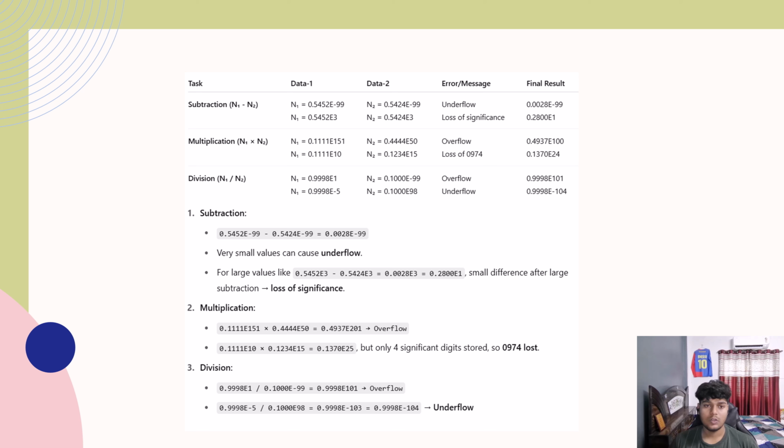N1 is equal to 0.998E and N2 is 0.1000E8. So 0.998 divided by 0.100 gives us 9.998, and the exponent is 104, giving minus 104, giving 0.9998. This underflows with the message underflow.